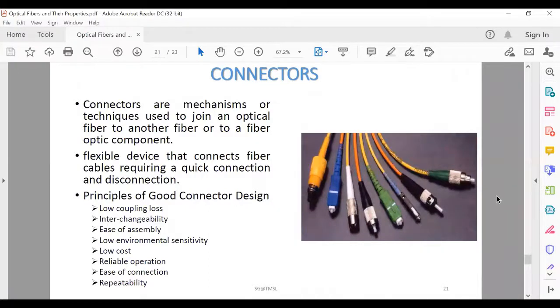Okay, there are lots of connectors present in the market. These are the pictures of different connectors. This is a flexible device that connects the fiber cables, providing a quick connection and disconnection. The optical fibers terminate fiber optic connections to fiber equipment or join two fiber connections without splicing.